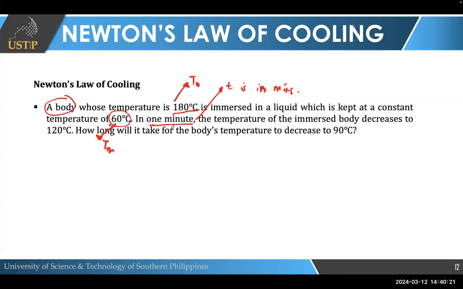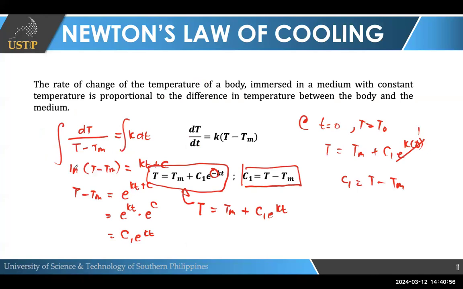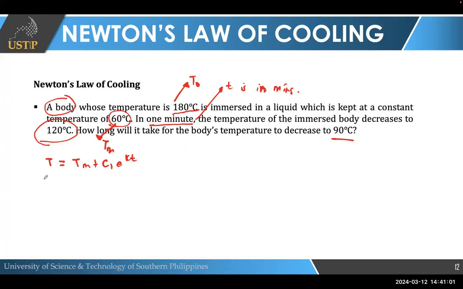After 1 minute, the temperature of the immersed body decreases to 120 degrees Celsius. Okay, it cooled down, class. This is the next condition so we can get the other unknowns. So the question now is how long will it take for the body's temperature to decrease to 90 degrees Celsius? Okay, so let us write our general solution, class. You know it already, no? T is equal to T sub m plus C1 e to the kt. Okay, we can now find the value of our C1. Earlier, C1 is the difference between the temperature of the body and the constant temperature.